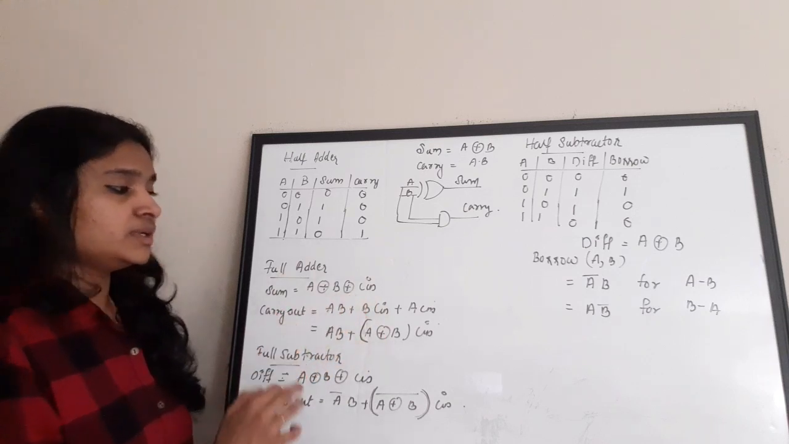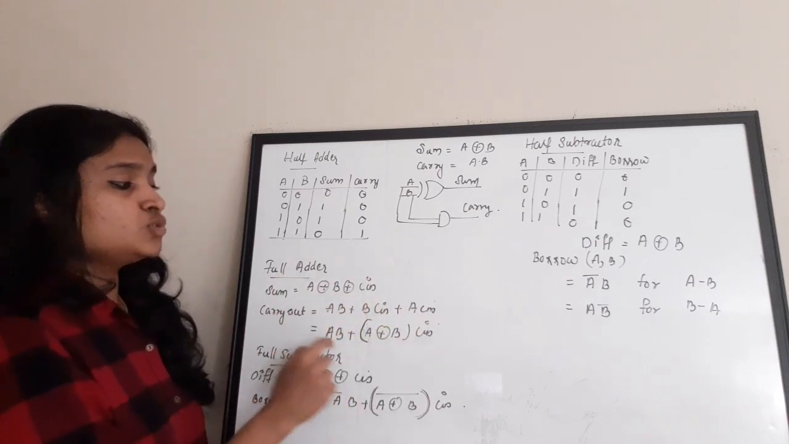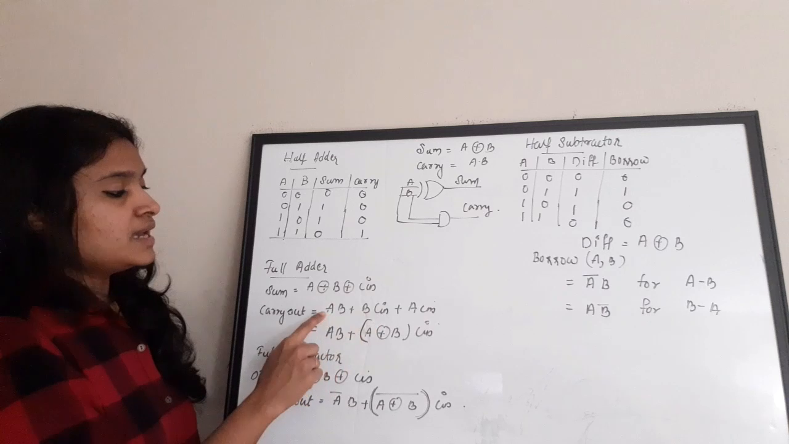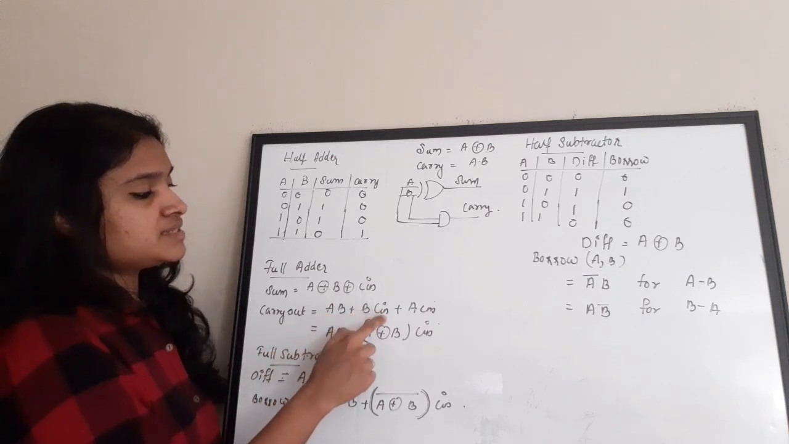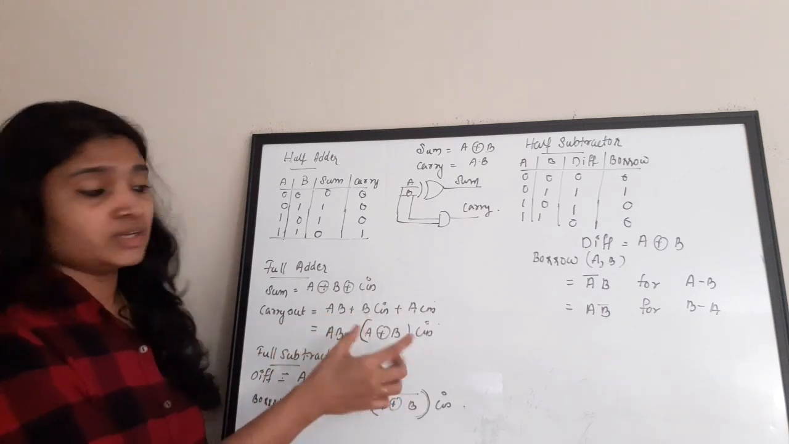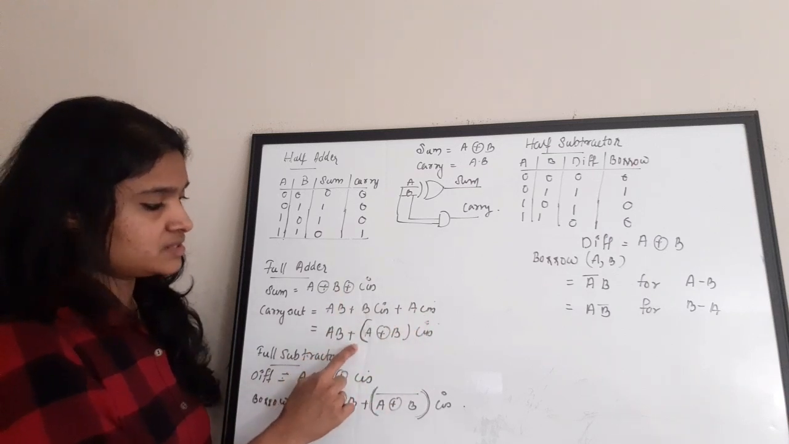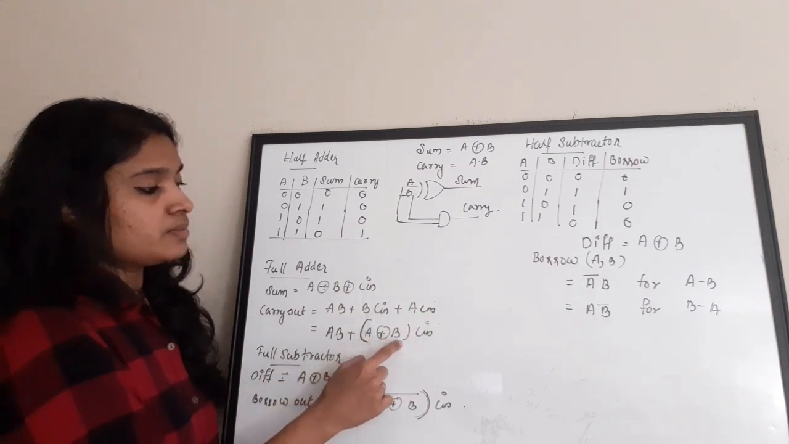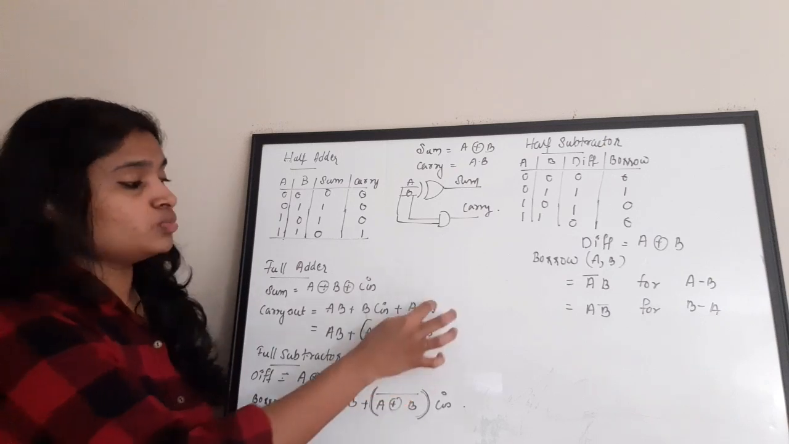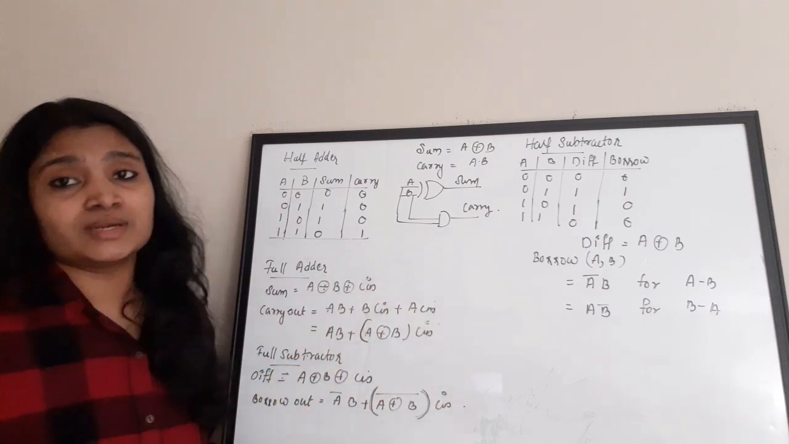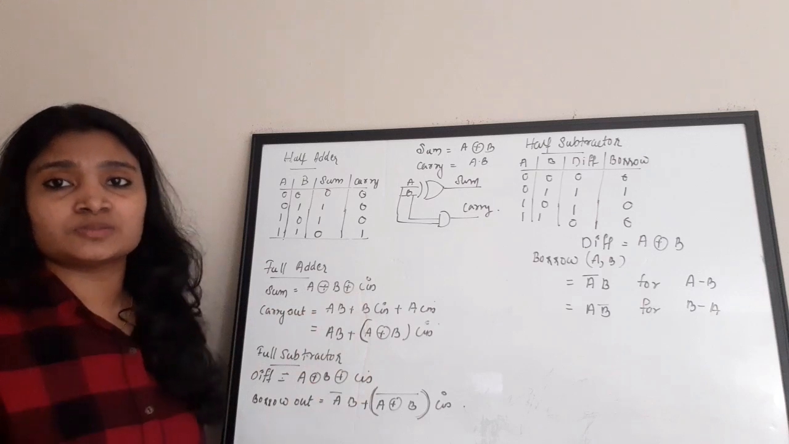The carry out expression you can write in two forms. You can write it as AB plus BC in plus AC in. This is also important, and you can also write it as AB plus (A XOR B) into C in, because both these expressions can come in questions. So please note down these two expressions.